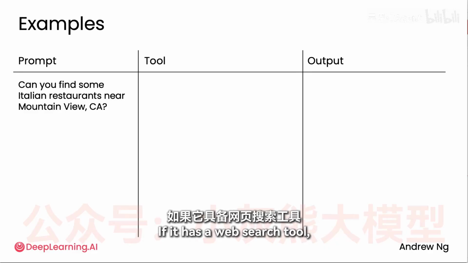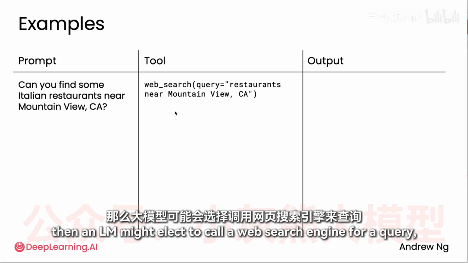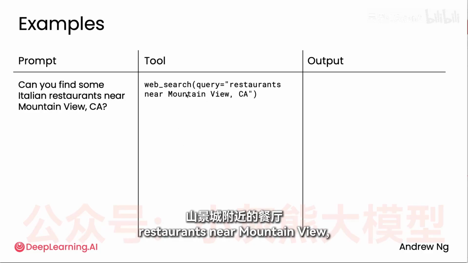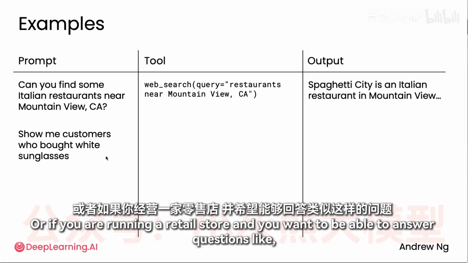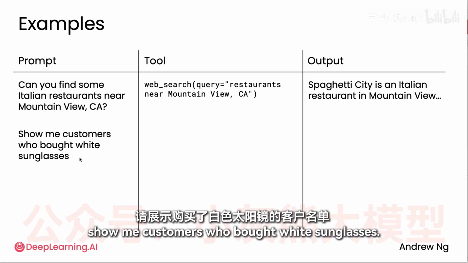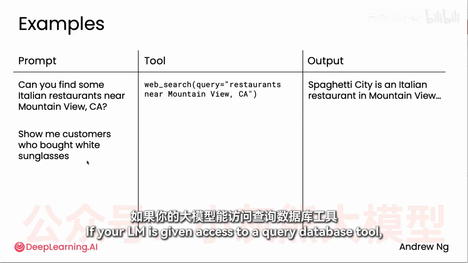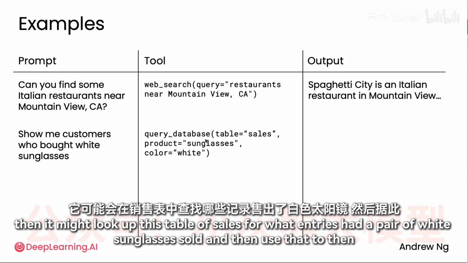If it has a web search tool, then an LLM might elect to call a web search engine for querying restaurants near Mountain View, California, and use the results it fetches to generate the output. Or if you are running a retail store and you want to be able to answer questions like, show me customers who bought white sunglasses, if your LLM is given access to a query database tool, then it might look up this table of sales for what entries had a pair of white sunglasses sold and then use that to generate the output.